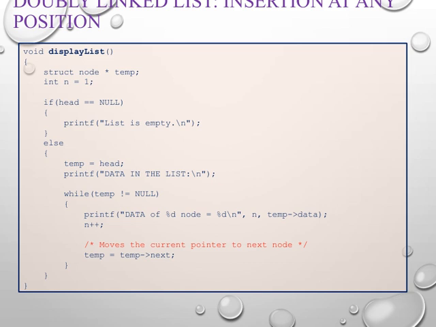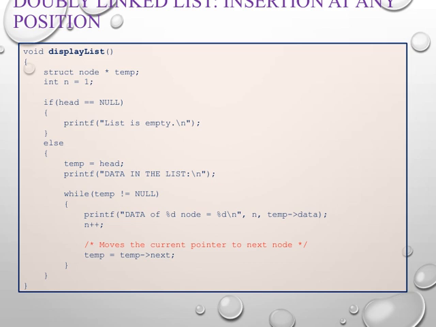Inside the loop, it prints the data contained in the current node, along with the node number. After printing, it increments n to reflect the next node and moves temp to the next node in the list by setting temp to temp next. This process continues until temp reaches null, which indicates we've reached the end of the list.